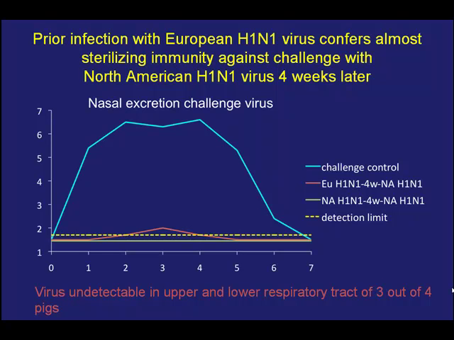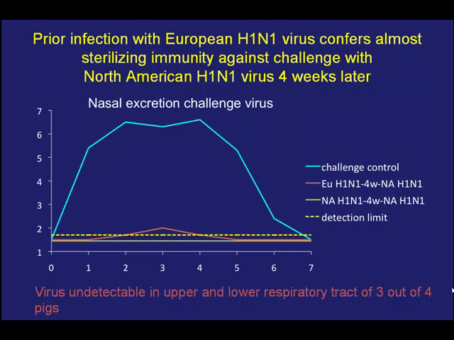So this graph here compares the nasal excretion of the challenge virus, and you can see the challenge control group. So these pigs shed very high amounts of the North American H1N1 virus. Then we had one control group that was infected with North American H1N1 before and challenged again with the same virus 4 weeks later, and that group remained completely negative, all values below the detection limit. And then we had the principal group, the pigs infected with European H1N1, challenged 4 weeks later with North American H1N1, and they were almost completely protected against nasal excretion of the North American virus.